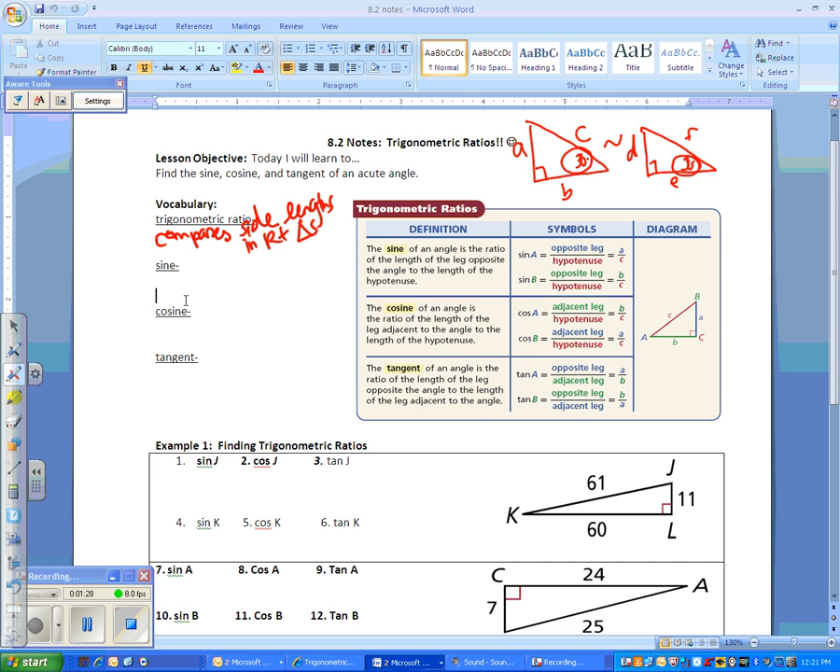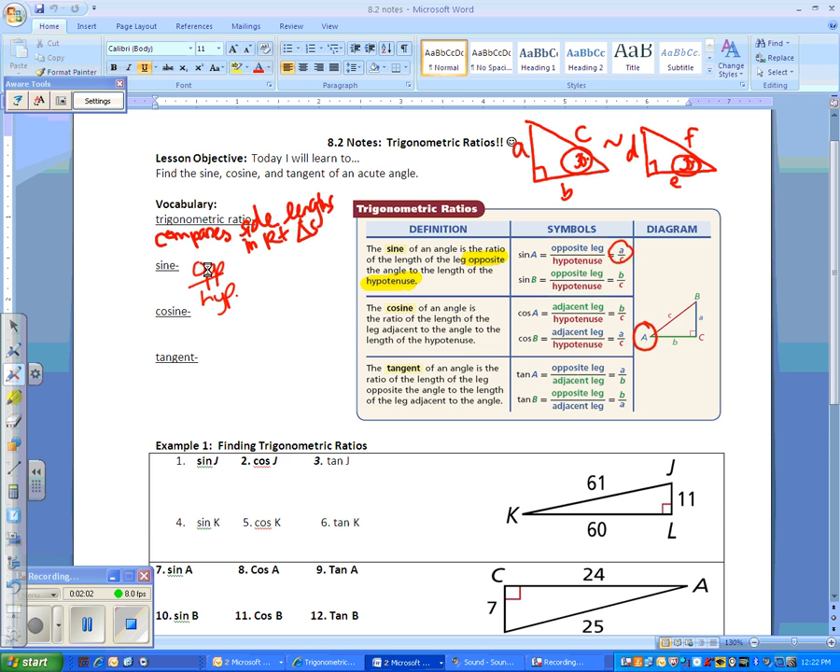Sine, cosine, and tangent are 3 trig ratios, and they compare different sides. The sine compares the opposite side to the hypotenuse. If you look at angle A, and I wanted to figure out the proportion of the side opposite to the hypotenuse, we would say that's A over C. So for sine, it compares the opposite to the hypotenuse. Again, it's just comparing side lengths in right triangles.